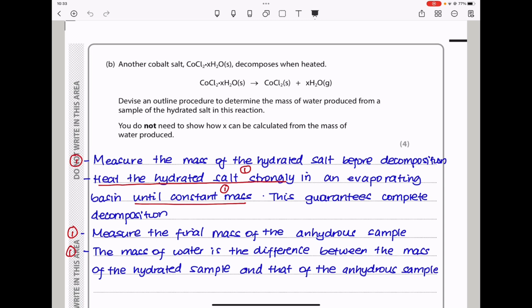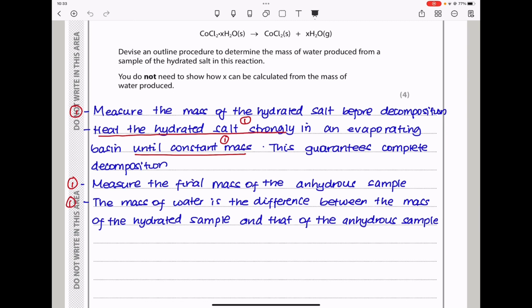So measure the mass of the hydrated salt before decomposition, and then place it in an evaporating basin so that you can heat it strongly in order to remove all the water. In this case, to ensure that all the water is removed, you have to heat to constant mass. This will guarantee complete decomposition. And then measure the final mass of the anhydrous sample. So it means the mass of the water is going to be the difference between the mass of the hydrated sample minus the mass of the anhydrous sample.